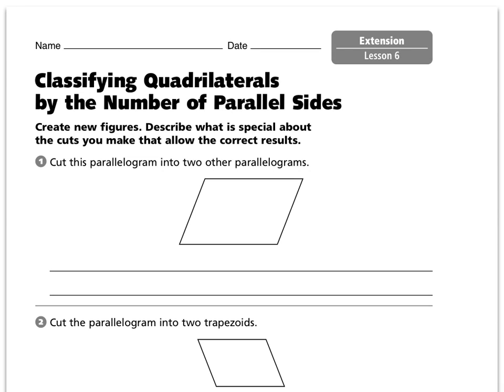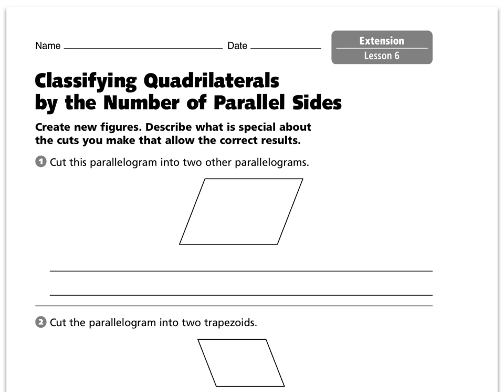Let's look at Chapter 4, Lesson 6, Extension, Classifying Quadrilaterals by Number of Parallel Sides. So, number 1, we need to think about creating new figures and describe what is special about the cuts you make that allow the correct results.